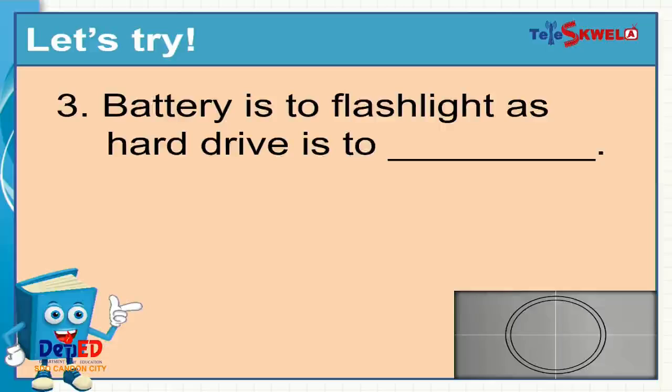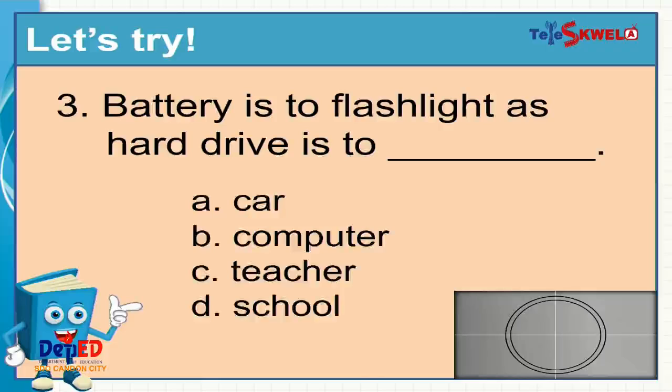Number 3, battery is to flashlight, as hard drive is to letter A, car, letter B, computer, letter C, teacher, and letter D, school. And the answer is letter B. Battery is a part of flashlight as hard drive is a part of a computer. The pairs of words are the part and the whole.